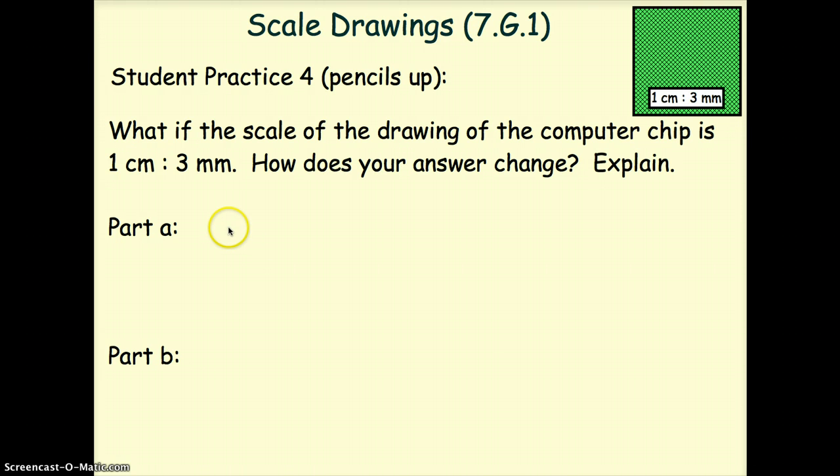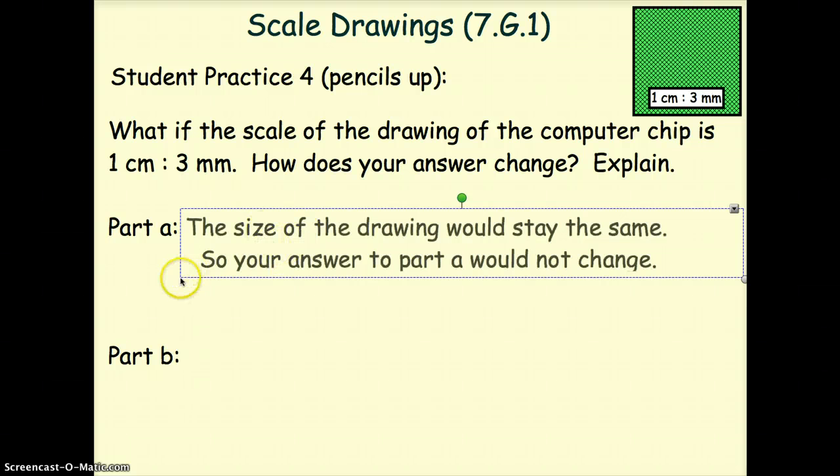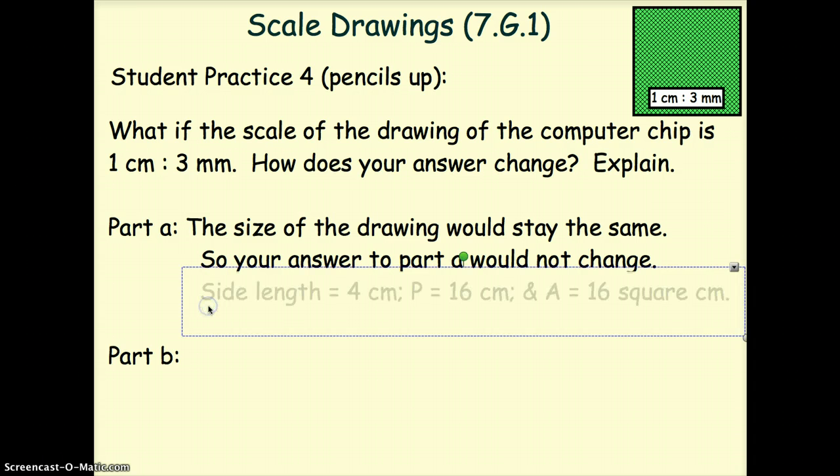Okay, let's go ahead and check Part A. First off, notice my drawing. It's exactly the same drawing. So hopefully you were able to realize that the size of the drawing would stay the same. So your answer to Part A would not change. So my answer would simply be the side length is 4 centimeters, the perimeter is 16 centimeters, and the area is 16 square centimeters. Nothing changes in Part A.